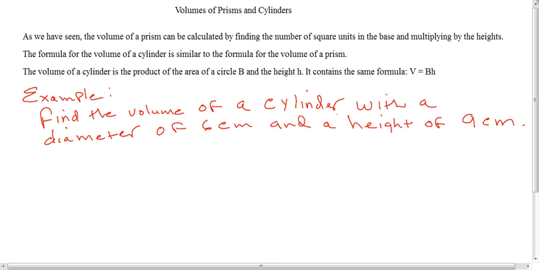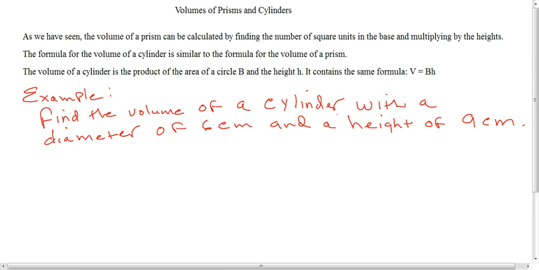Okay, welcome back to Rockin' Math and our series on volumes. Let's take a quick look now at volume of a cylinder. As we've seen, volume of a prism, you can calculate that by finding the number of squared units in a base and then multiplying that by the height.